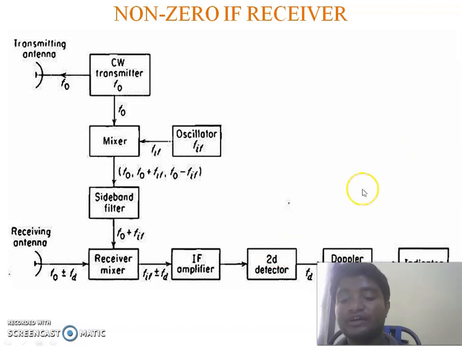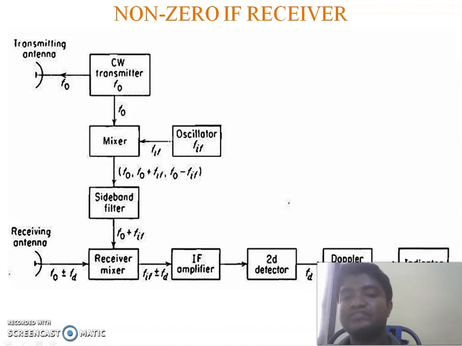And next we have the Doppler amplifier. Already we know the use of the Doppler amplifier. It eliminates echoes from the stationary targets, and it also amplifies the Doppler signal to the level of the indicator. The indicator in the CW radar may be a frequency meter, or earphones can act as an indicator. This is about the non-zero IF receiver.